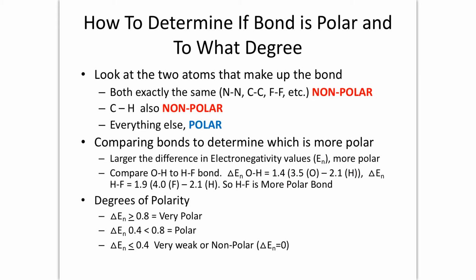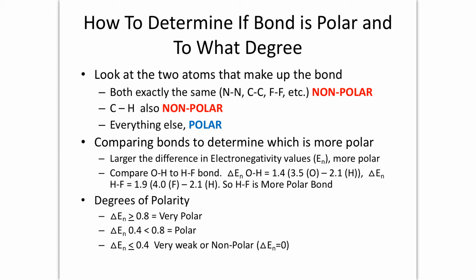I do the same thing for the fluorine-hydrogen bond. 4 minus 2.1 is 2.9. So the HF bond is more polar compared to the OH bond. It's all relative. Now, let's say you're not comparing two different bonds. You just want to know whether relatively a bond is very polar, polar, or weakly polar. Well, now you can just look at a chart.